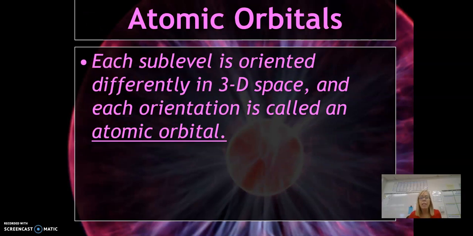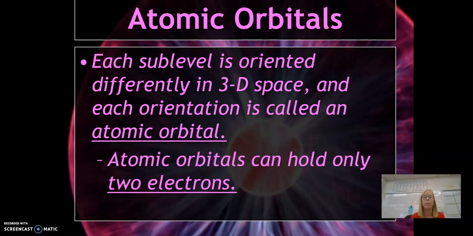Each sublevel is oriented differently in three-dimensional space, and each orientation is called an atomic orbital. Atomic orbitals can hold only 2 electrons. Highlight this, circle it, and put a little star. Each atomic orbital can only hold 2 electrons.